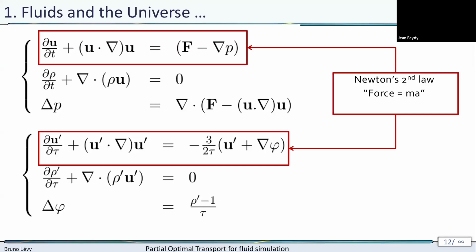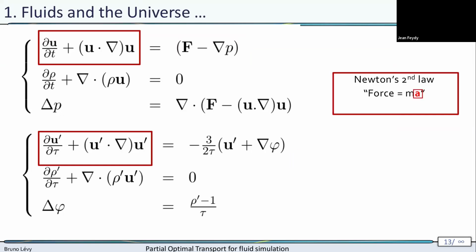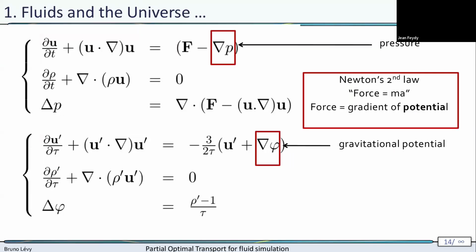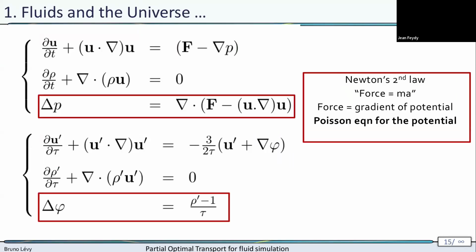Here it was for a fluid. So you can have gravity and you can have a gradient of pressure. For the universe, you have a gradient of gravitational potential. And here you have another term that takes into account the expansion of the universe. But you see the left-hand sides are the same, the right-hand sides are nearly different. The second equation, it's already done. Okay, it's here.